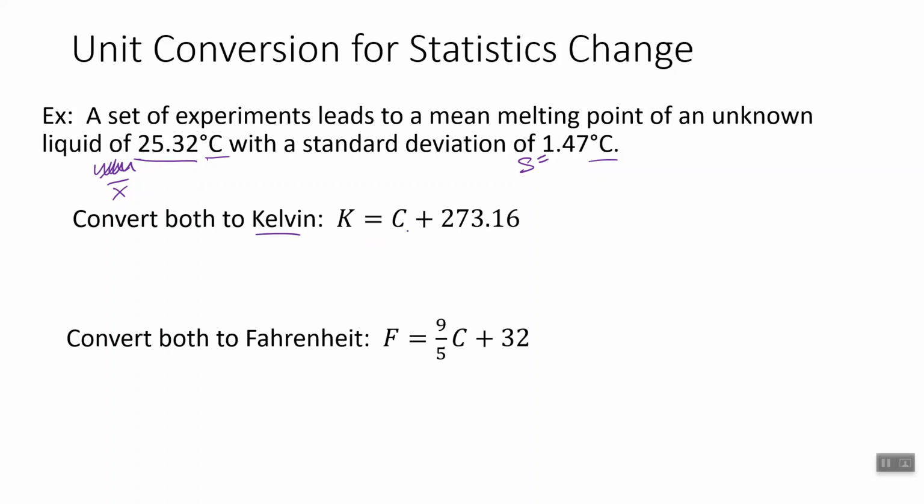All right, so Kelvin is absolute 0, so we have to add a whole lot. So 273.16 degrees to Celsius gives us Kelvin. So if we want our mean in Kelvin, so let's say our x bar in Kelvin will equal our x bar in Celsius, with a little c, plus 273.16. So this new mean in Kelvin would be 25.32 plus 273.16. And that would give us our answer in Kelvin.